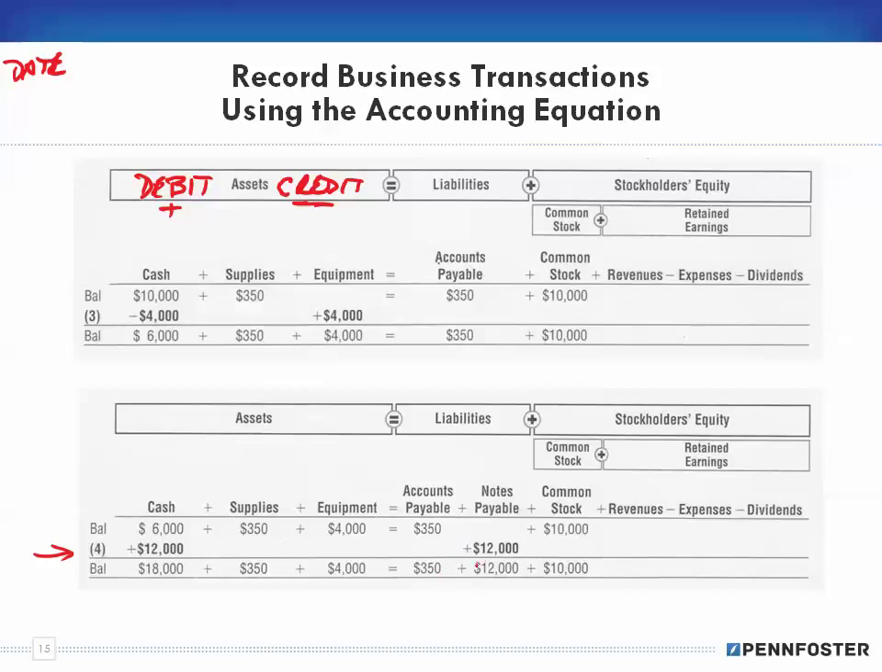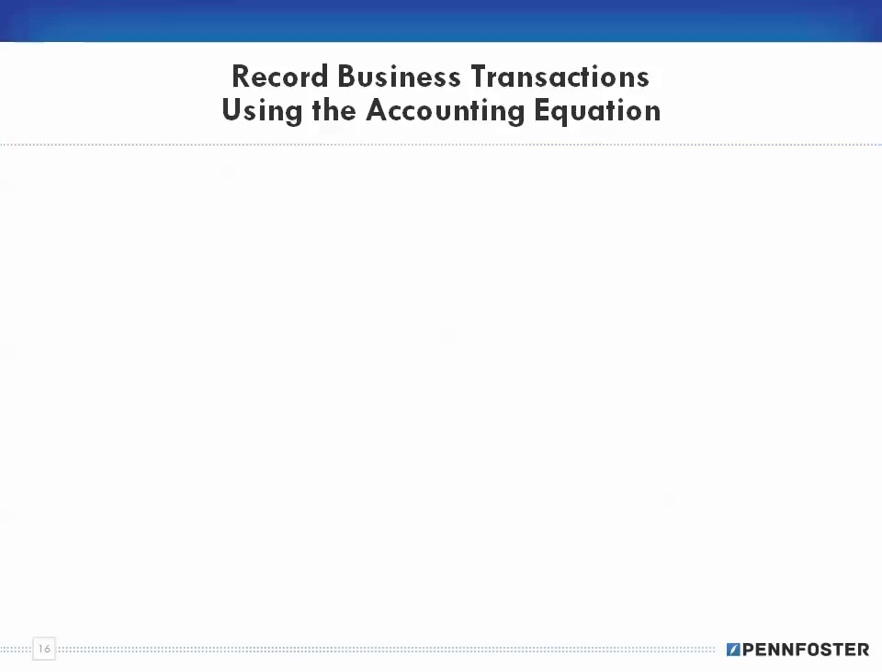Well, in the next transaction, I'm getting a note payable, meaning I'm borrowing money, okay? So the first question that I ask myself is, am I affecting cash? And the answer is yes. Why? Because I'm getting $12,000 more in cash, right? So if I'm getting $12,000 in cash, let's make the journal entry for this.